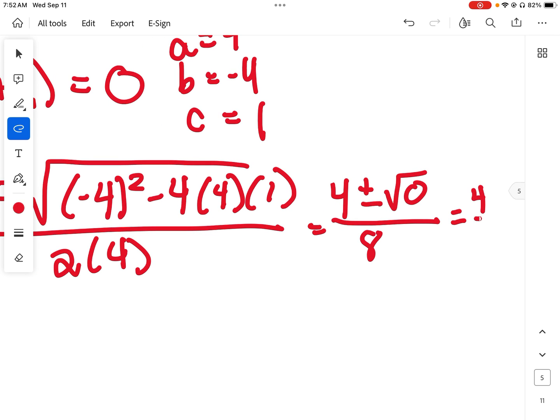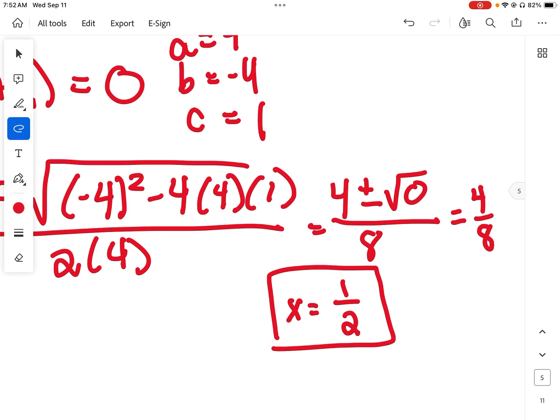So it's really 4 over 8, which is 1/2. Because there's nothing I can do, I didn't have to do a plus minus because it'd be like 4 plus 0 is 4, 4 minus 0 is 4. So our answer is just a half.